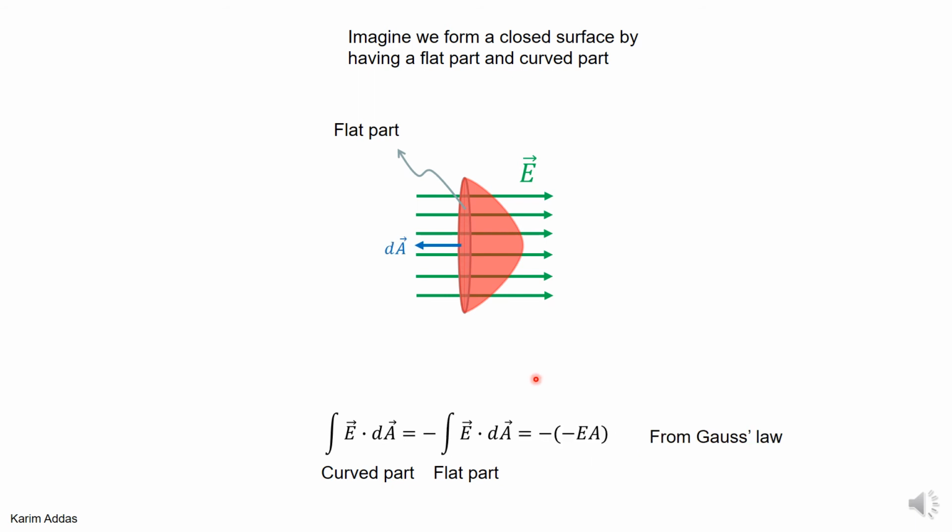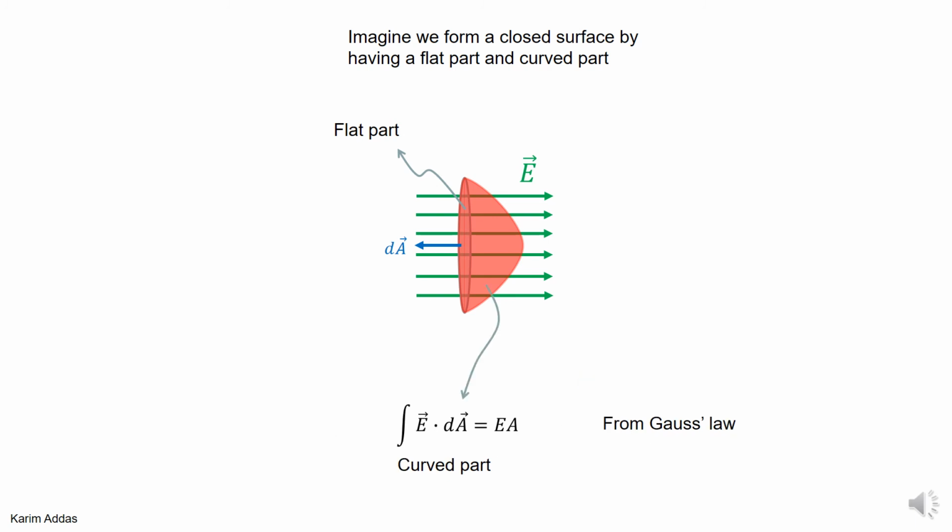And so if you look at the integration of E dot dA for the flat part, it's a negative number. Why? Because the electric field is going to the right and the area vector is going to the left. There's an angle of 180 degrees between them. So the integration of E dot dA through the flat part is simply minus electric field times the area. But you have another minus here, so minus minus gives you a plus, which has to be the case. The flux through the curved part only is a positive number, and it's equal to E times A.